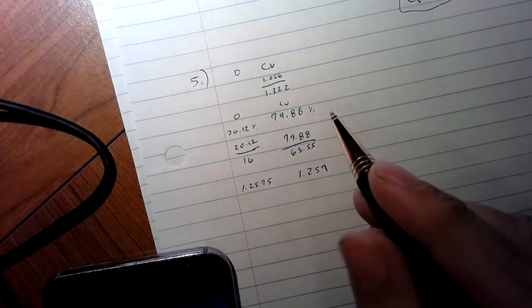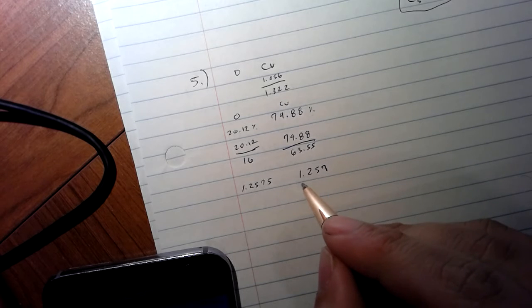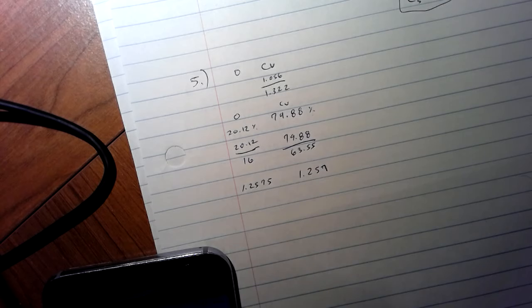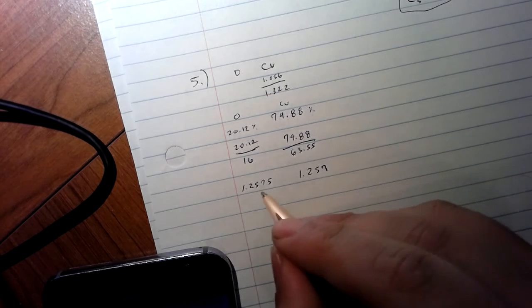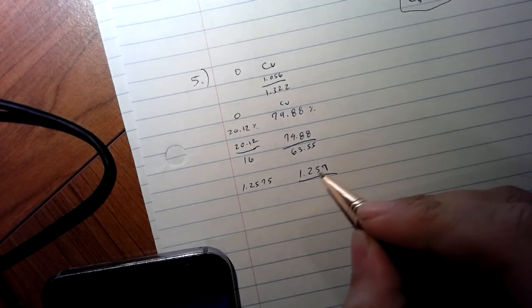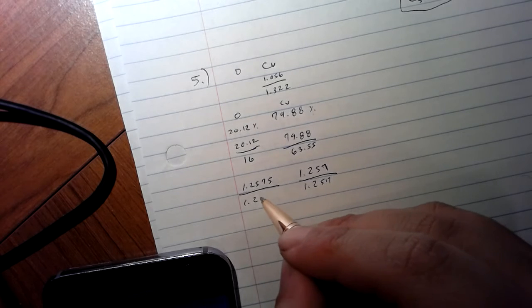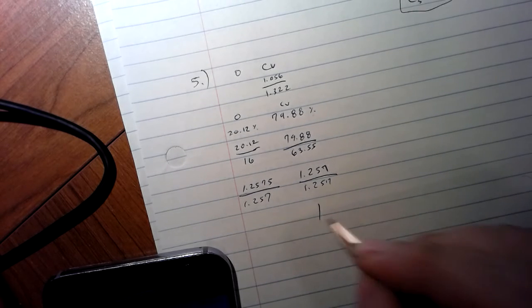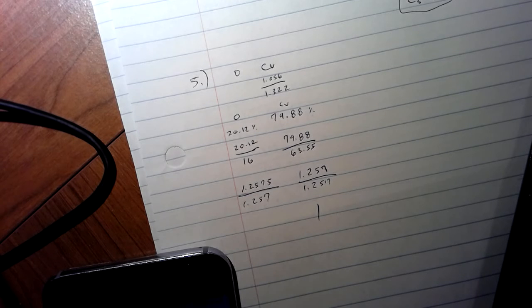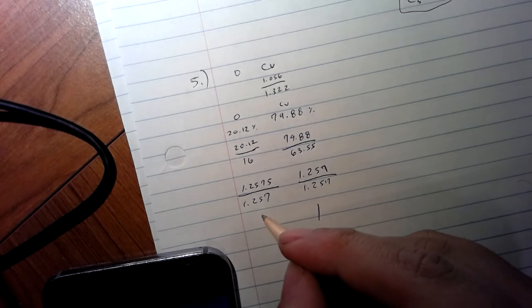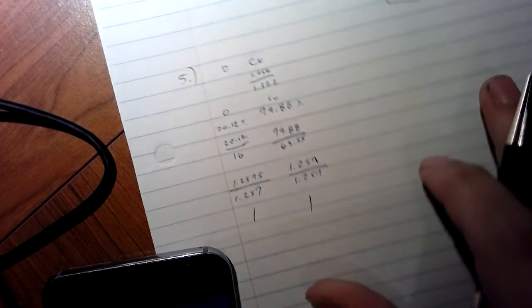I'm rounding it, but it's going to be pretty much 1. So we're going to divide 1.257 by 1.257, and see what we get. So this one is 1. The other one's going to be super close to 1. Yeah, it's 1.0004, which is basically just 1.